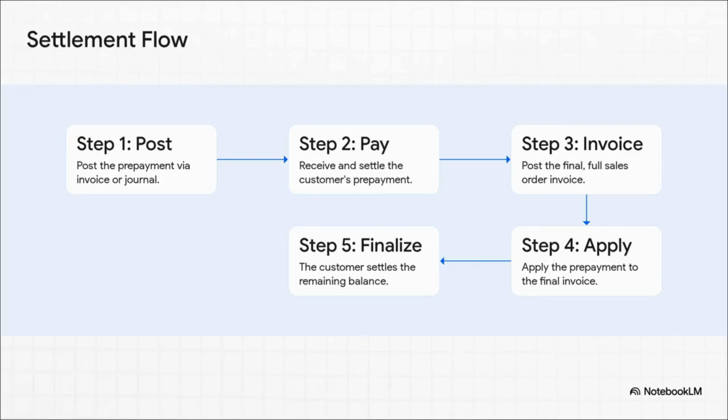So here's how the end game plays out. Step 1, you post the prepayment, using whichever method you chose. Then, down the road, you post the final full sales invoice. Now, this is the magic step. You apply that prepayment credit directly against the final invoice, and poof, it reduces the amount your customer owes you. After that, they just pay whatever's left, and you're all settled up. It's a really clean, straightforward journey to a zero-balance invoice, no matter how you start it.